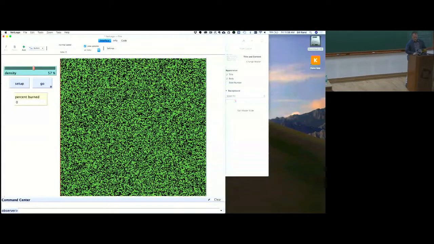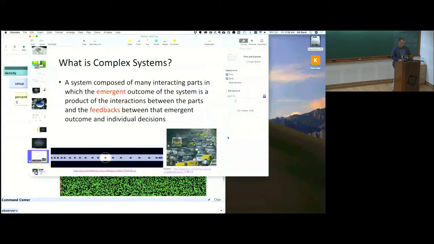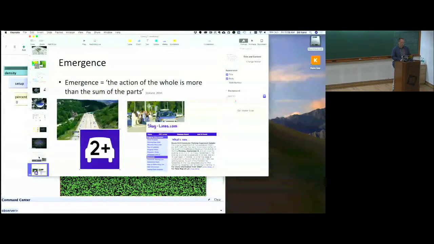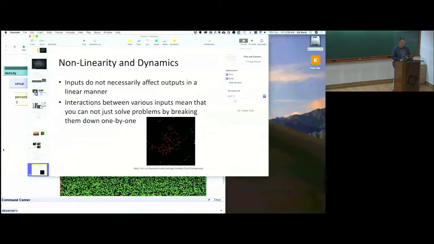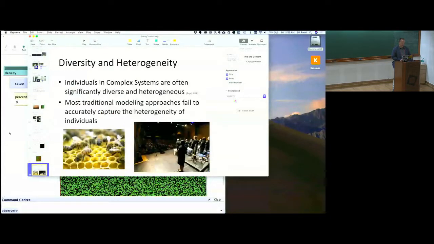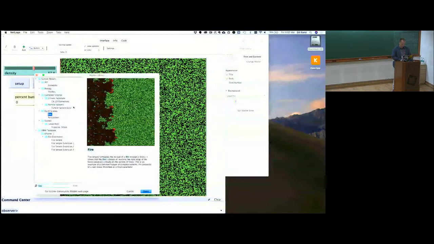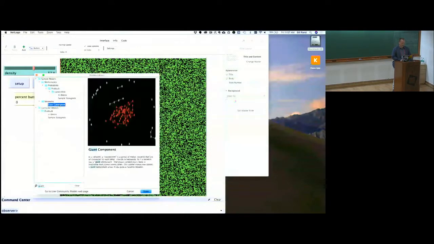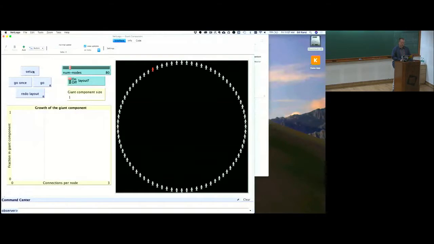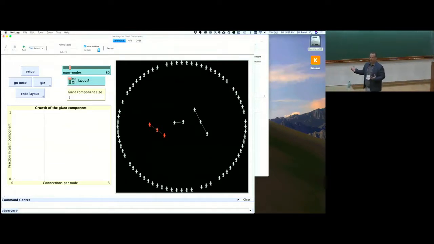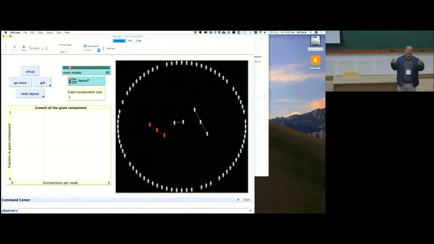Okay. Let's see. Oh, one last model. Two last models I'm going to show you. So we mentioned the giant component model. Let me pull up that one. Again, this is one that shows this kind of nonlinearity effect, right? All this model is doing, at every time step, we have 80 people hanging out in a circle, and every time step, 2 of them decide to talk to each other. It's randomly chosen which 2 they are.